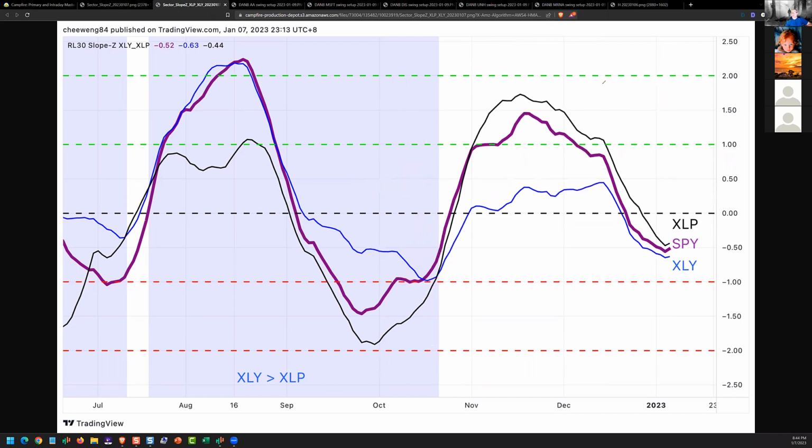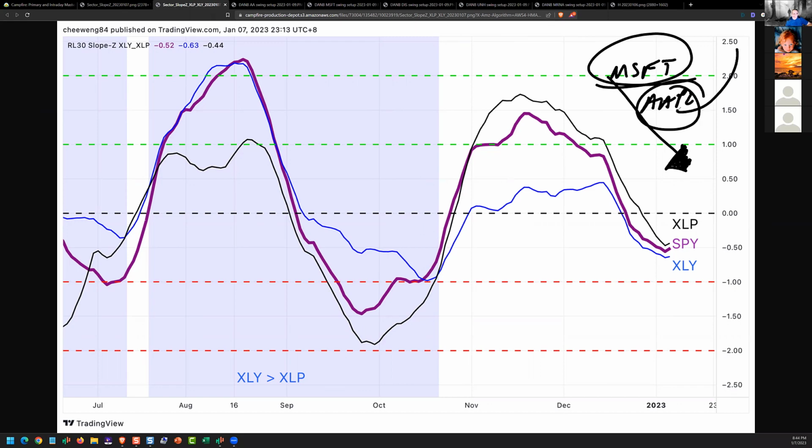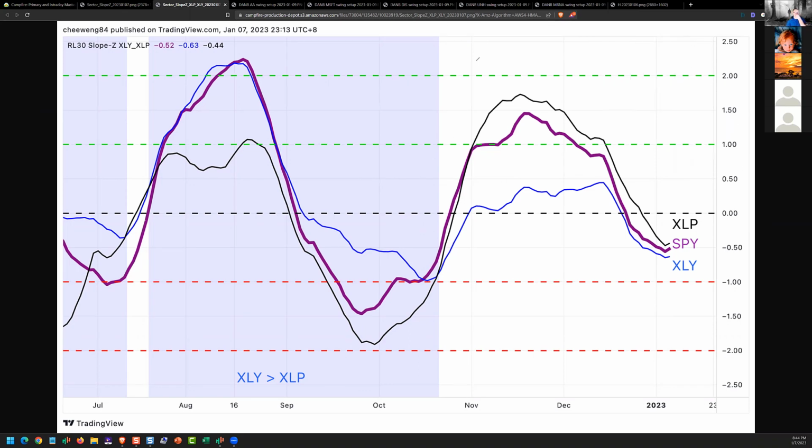And then in the battle between Microsoft and Apple, until this past week, it was Microsoft. But then they had a horrible earnings report and sold off a lot. And now Apple is slightly in the front, but Microsoft has a longer way to go. And that leads me to Microsoft as an interesting value play on a relative strength basis.